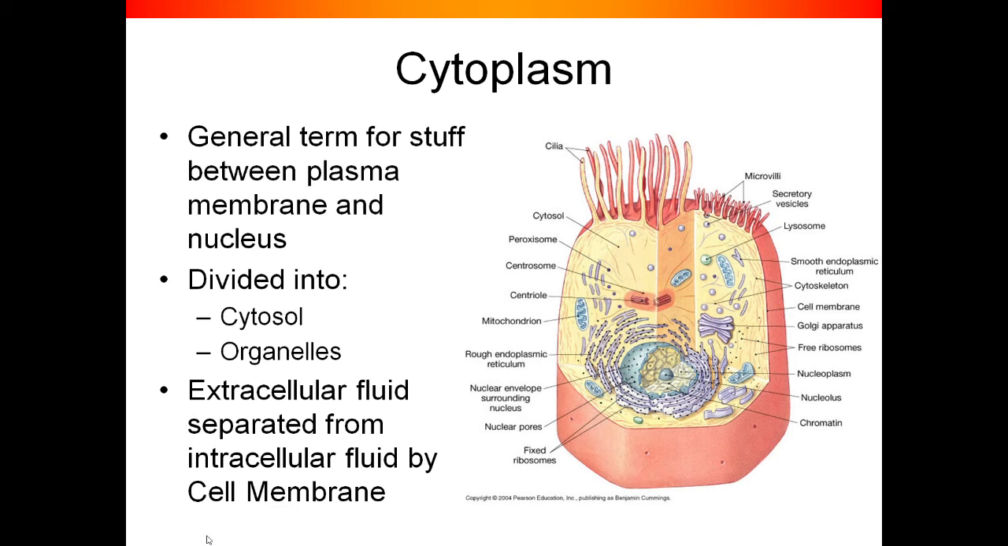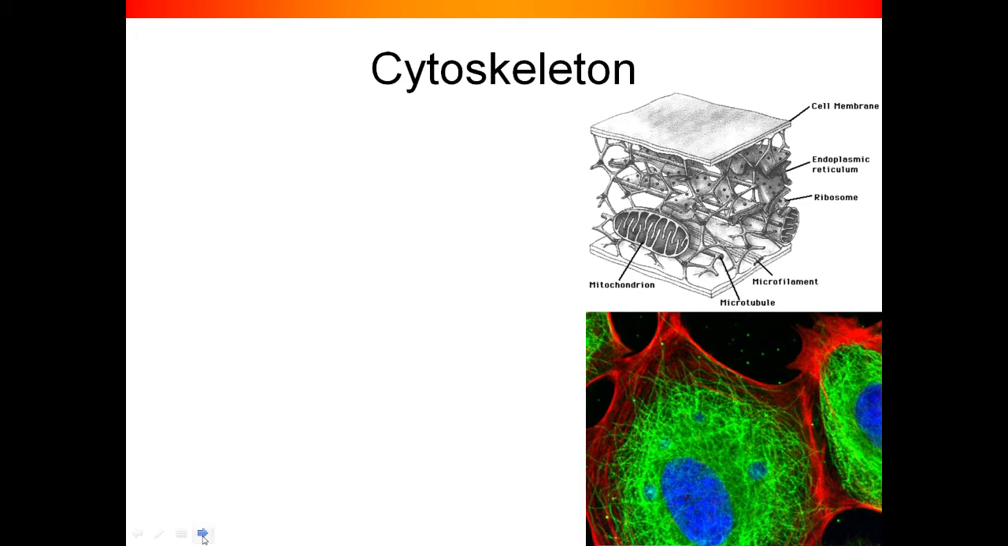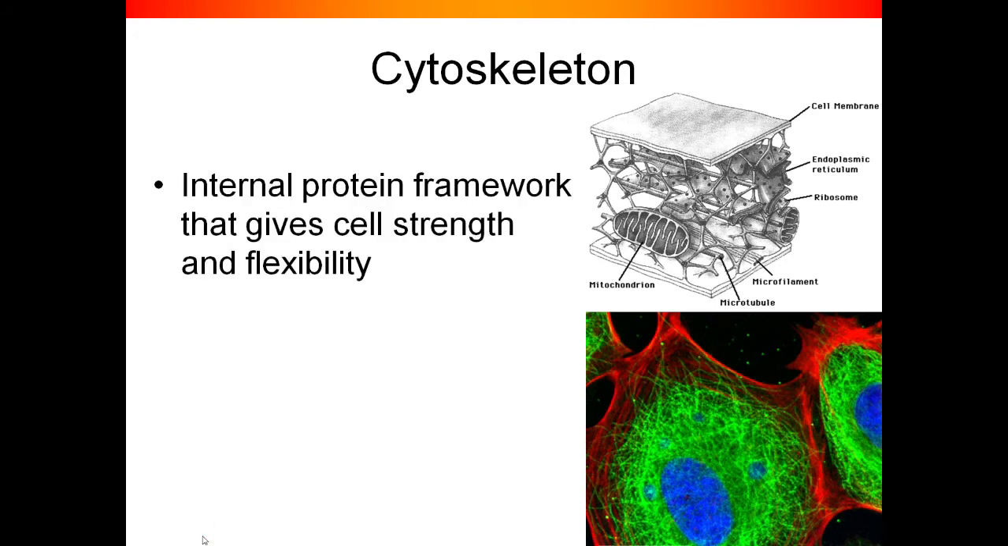Now, the extracellular fluid is going to be isolated from the cytoplasm, or this intracellular fluid, by way of the cell membrane. We talked about that on the previous slide. Now, inside the cell, we've got this cytoskeleton. We've got this supporting framework inside the cell in order to give the cell some strength, but also allow some flexibility of the cell, too. We're going to need our cells to be flexible because we're going to constantly distort them every time we move our body or pressure is put on our body, things like that.